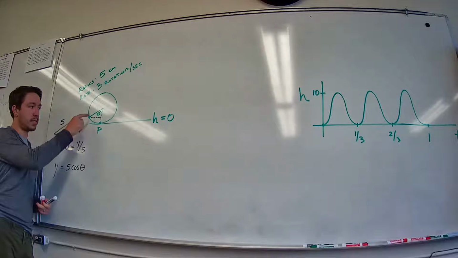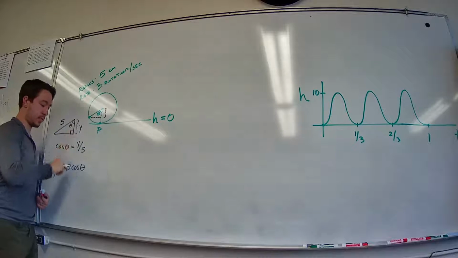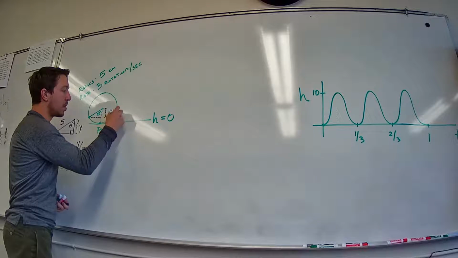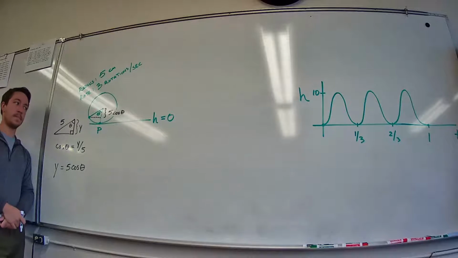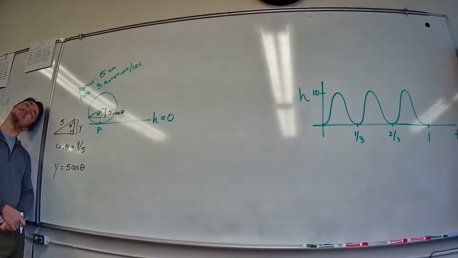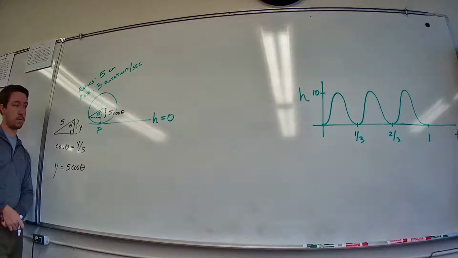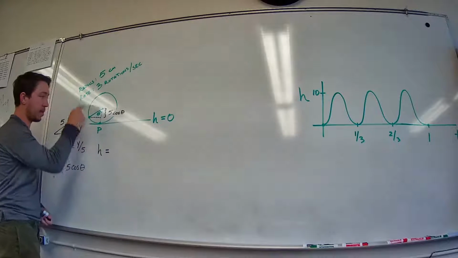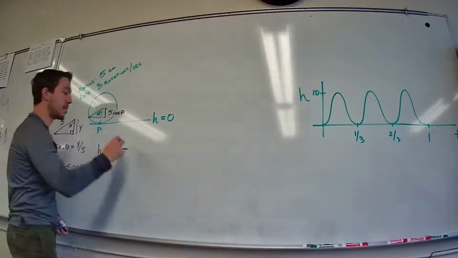So then how far is this? We just figured out this distance right here. That distance was 5 cosine theta. So how high off the ground is the point then? 5 minus this. We feel okay about that? So the height would be this distance, 5, minus that little distance, 5 cosine theta.